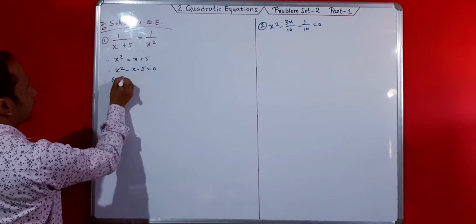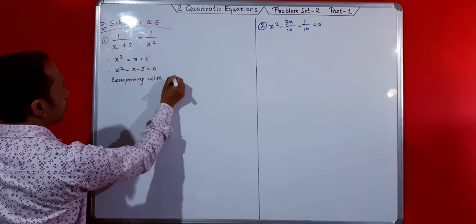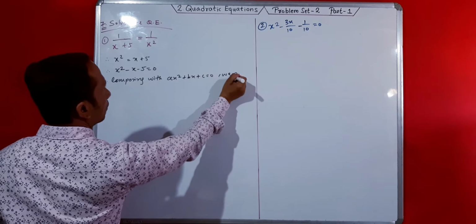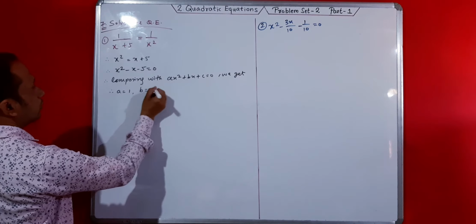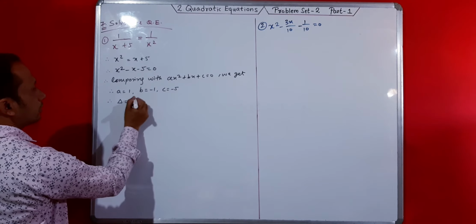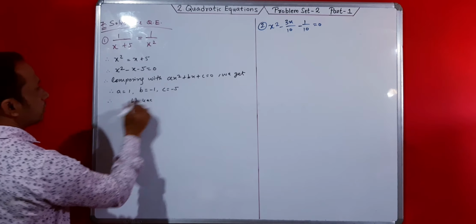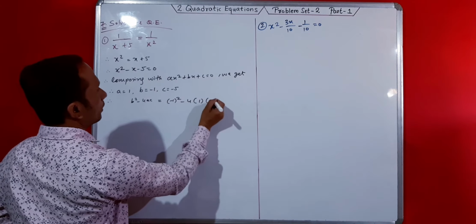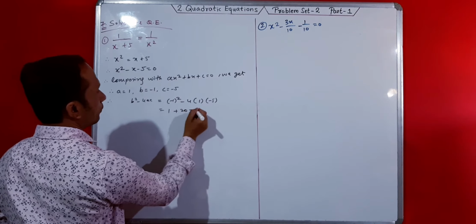Comparing with ax square plus bx plus c is equal to 0, we get a is equal to 1, b is equal to minus 1, c is equal to minus 5. Therefore delta is equal to b square minus 4ac. Now delta only we'll write b square minus 4ac. Therefore minus 1 square minus 4 into 1 into minus 5. So it is 1 and this is plus 20, so it is 21.